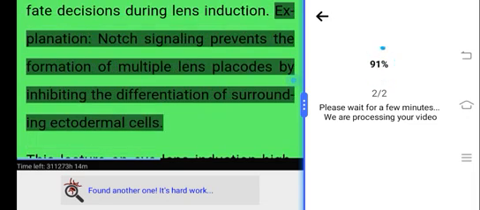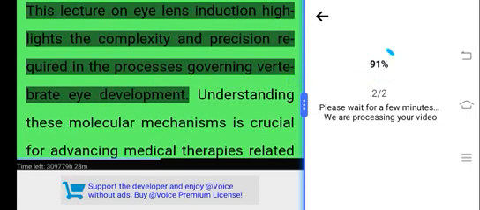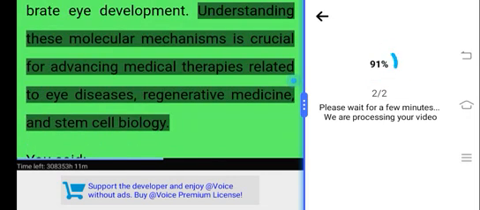Explanation: Notch signaling prevents the formation of multiple lens placodes by inhibiting the differentiation of surrounding ectodermal cells. This lecture on eye lens induction highlights the complexity and precision required in the processes governing vertebrate eye development. Understanding these molecular mechanisms is crucial for advancing medical therapies related to eye diseases, regenerative medicine, and stem cell biology.